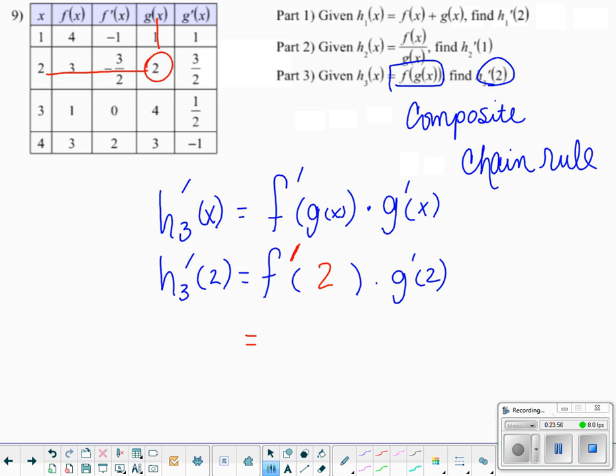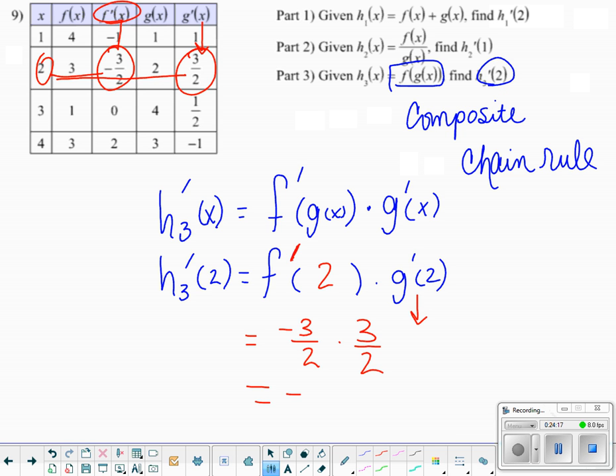Now we're looking for f prime of 2. So I got to go back to the chart, find f prime, find 2. Where do they intersect? Right there, negative 3 halves. And then this one will be easy. g prime of 2, 3 halves. How do I multiply fractions? Well, I go top times top, bottom times bottom, and there is our answer.